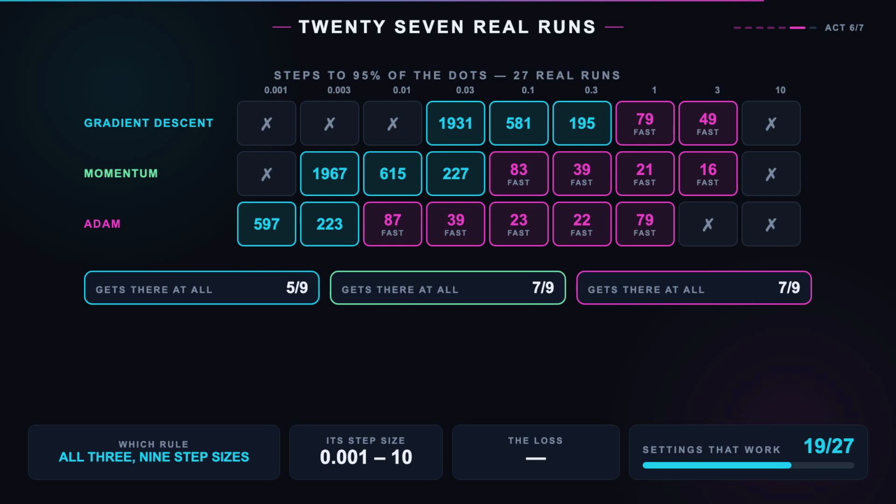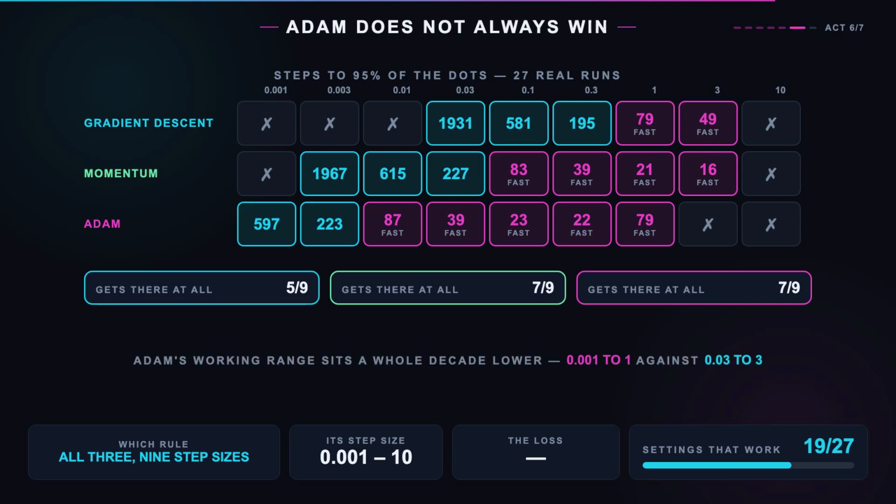But one step size is one experiment. So here is all of it. 3 rules, 9 step sizes each, 27 real runs. And it does not say what you have probably been told. Adam does not always win. Plain descent reaches 95% for 5 of the 9. Momentum for 7. Adam for 7.